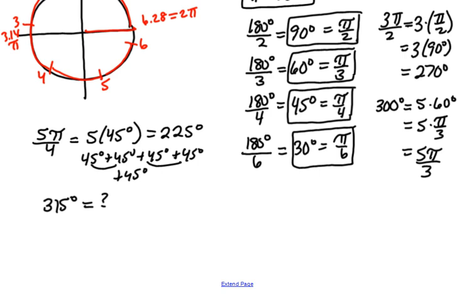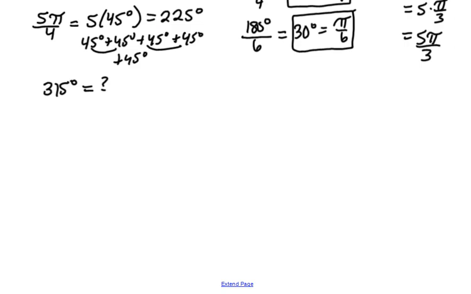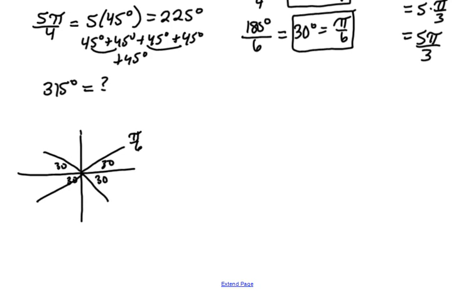I just realized there's something important I should go over to help you remember: all of our angles that have the same reference angle have the same fraction of pi. So before I do 315, let's do that quickly. If I have a 30-degree reference angle, these are all 30-degree reference angles. Well, 30 we already said was pi over 6.